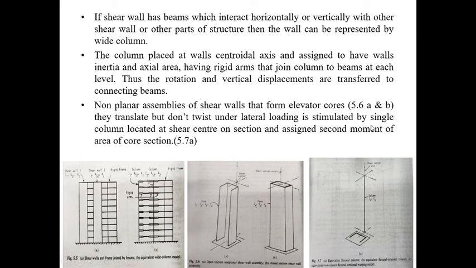It is shown by a single column. So the equivalent model is shown by a single column which is located at the shear center, since it is not in the same plane. So it is located at the shear center of the section and assigned the second moment of area of the core section, right? Since it is not planar, you will be considering the second moment of area, so you represent it here as Ix, Iy. This is in case of the non-planar assemblies of shear walls.